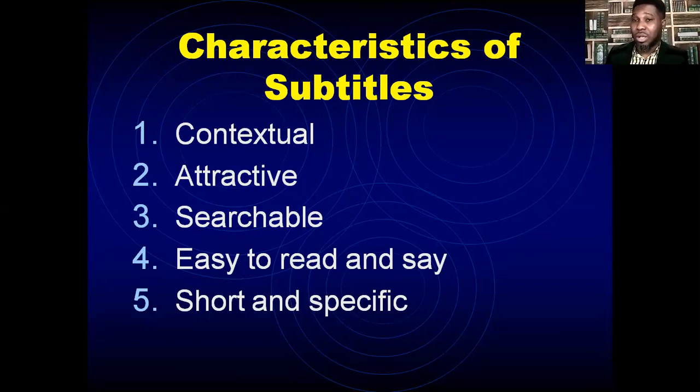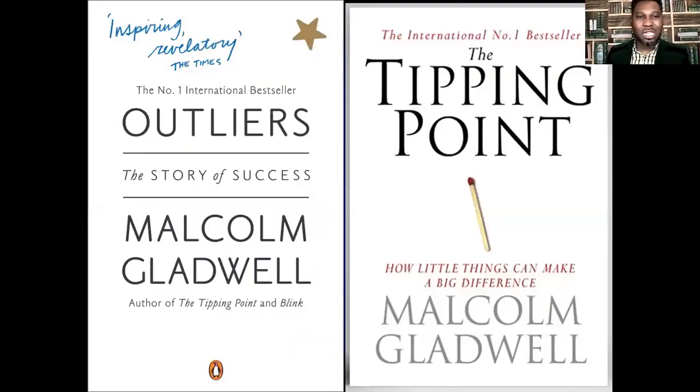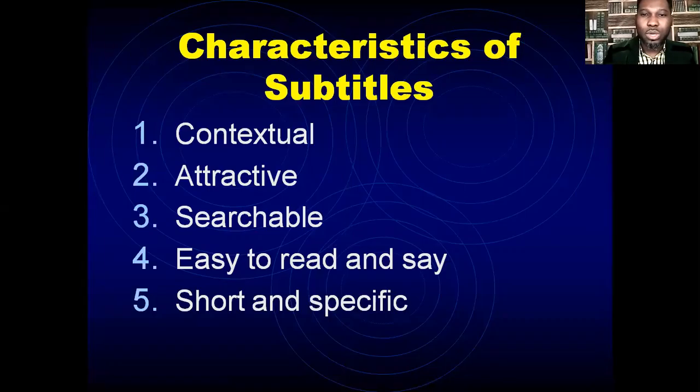So I told you before that I gave an example of a subtitle that is long, right? Now, if the subtitle is long, don't worry about trying to remember it, okay? But it is best to have short subtitles that are straight to the point. They are specific, okay? They tell you exactly what the book is about. So try as much as possible to have subtitles that are short, like the one we saw from Outliers. It says the story of success. Very short subtitle. And then this one says how little things can make a big difference. Not too short, but straight to the point. It is specific. It gives you exactly what the book is about.